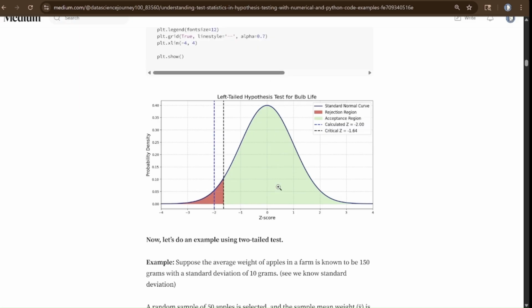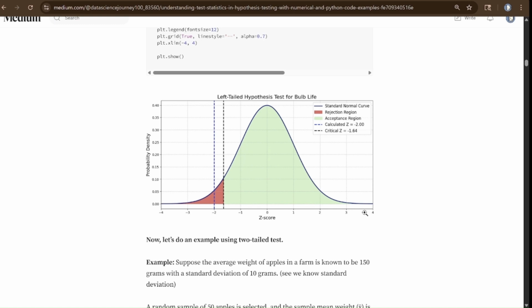See, one-tail test means you are just checking that your sample statistic is significantly greater than or less than the population parameter in one direction only. See, you are just checking one direction. Here you are checking the left direction. It may be the right direction also, but not both together.